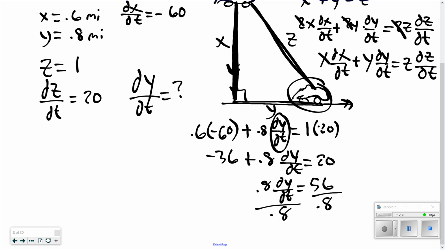Okay, and so dy/dt, that's how fast this guy is traveling, his rate of change there. You divide that, and I believe it comes out to be 70 miles per hour.